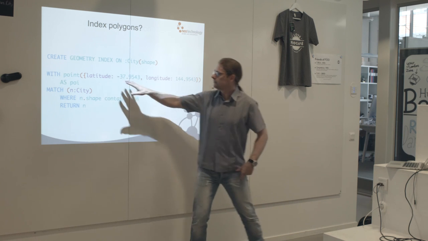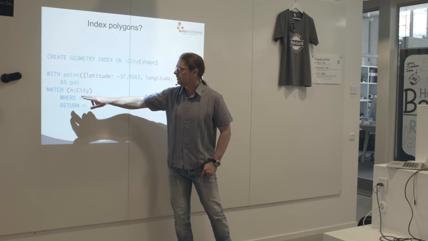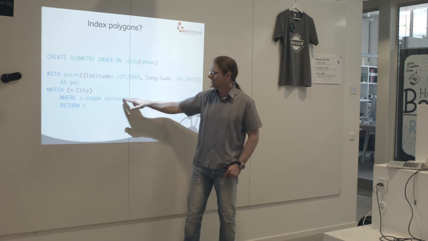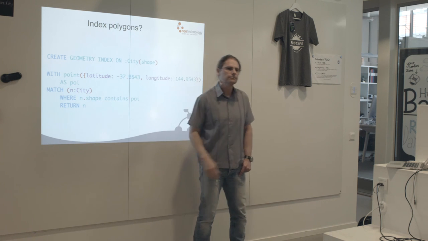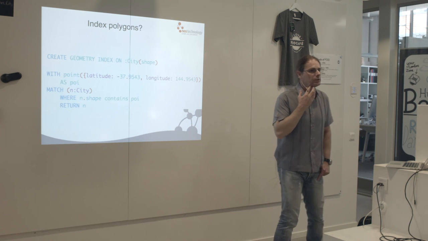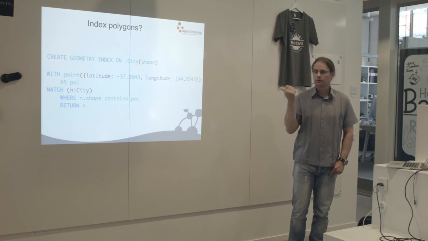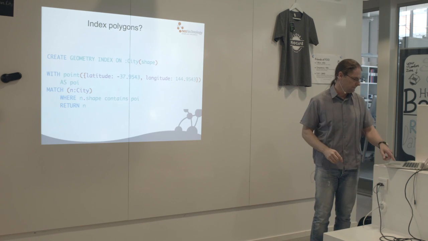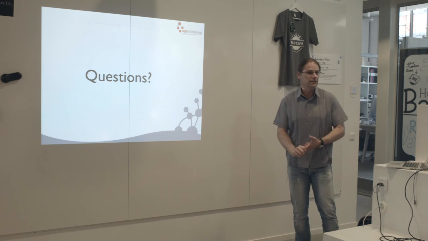And then we can do the search the other way around. Let's say create a point, find cities where the shape of the city contains the point. So that'll be your polygon. And that's been stored in the index. Very simple example, but this is an important step to take next. This is not in the first release, and the syntax of this is not in stone yet either. Right, that's it for me.